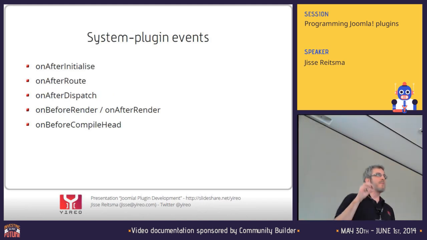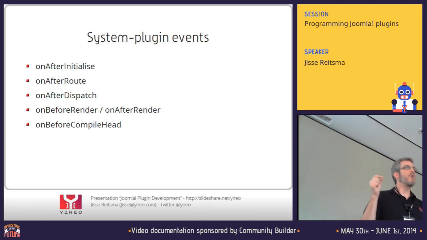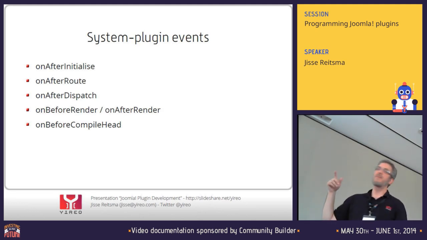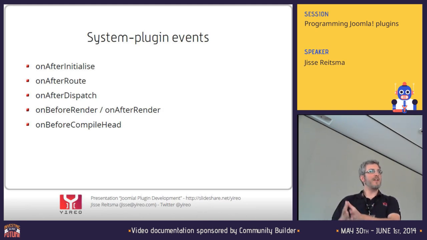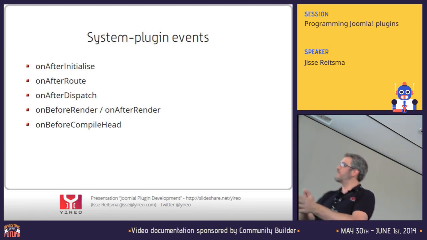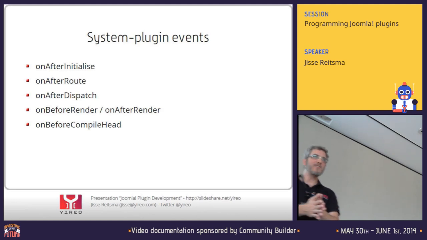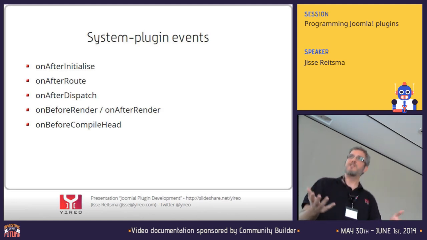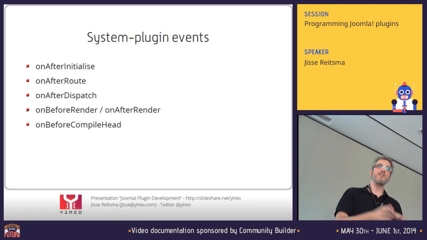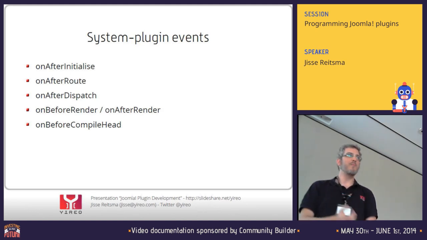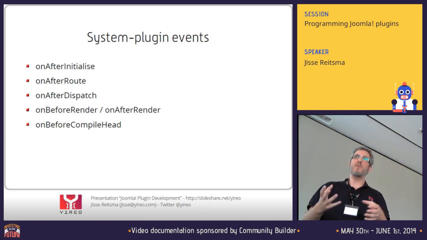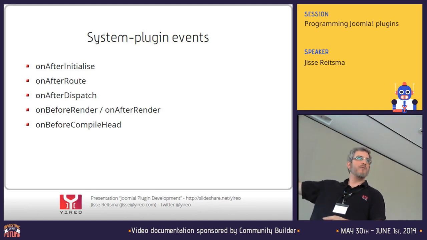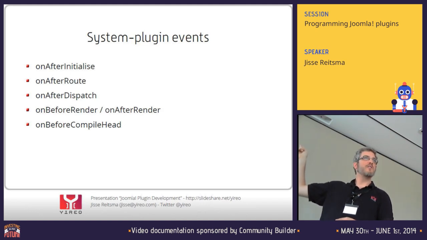The system events are always called, and it has to do with how the Joomla application is being initialized. One of the first things that happens is Joomla initializing itself. It's setting up a connection to the database. It's making sure that there's a cache available. It's making sure Joomla is Joomla. And then it calls the event on after initialize. And at this point, all the system plugins are initialized.